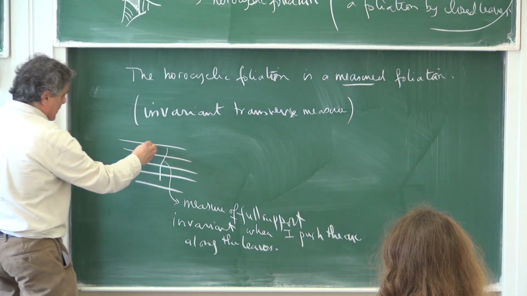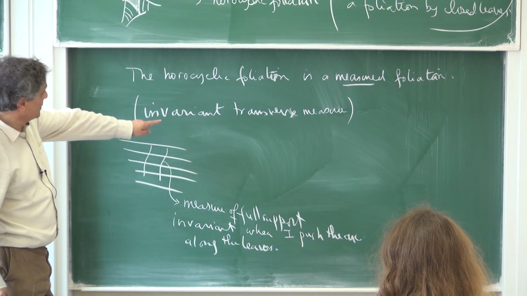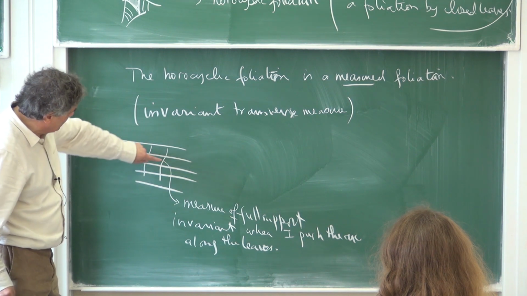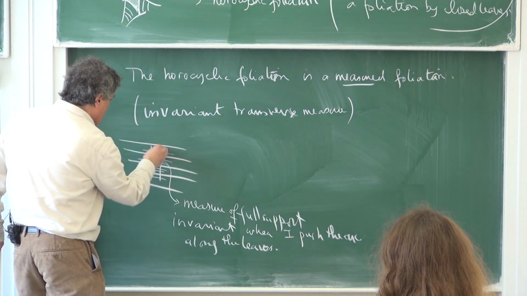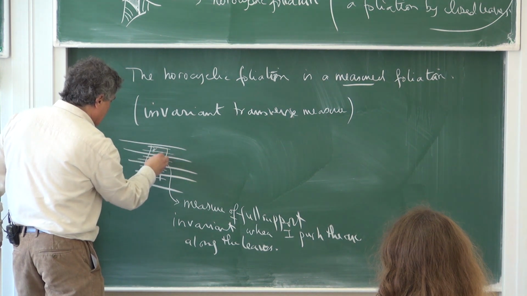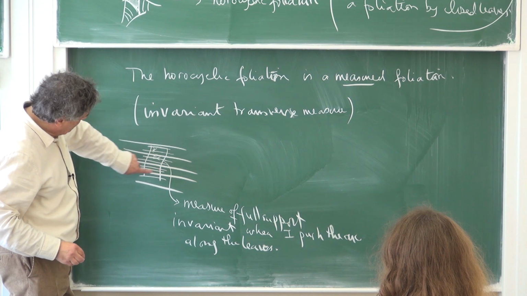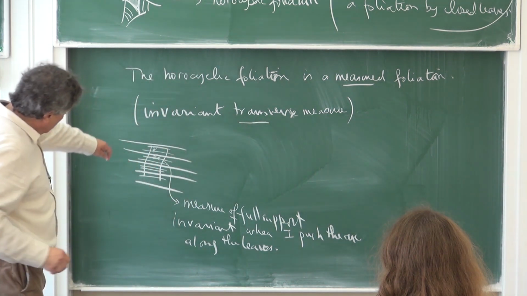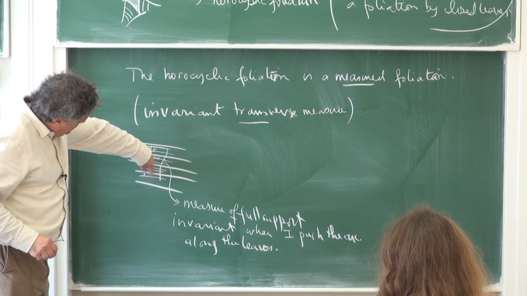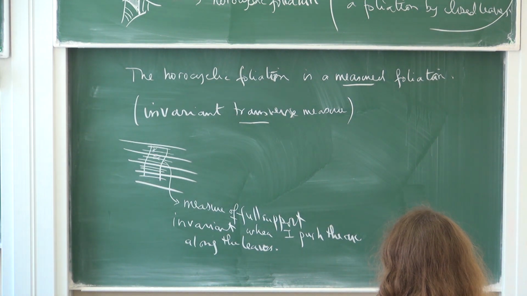And this means that if I have another transverse arc equipped with a measure of full support, etc., because it's part of the definition, and if the two arcs are obtained just by pushing the first arc onto the other by sending each point to a point such that it stays on the same leaf, then these maps are measure preserving. So an invariant transverse measure of a foliation is a measure on transverse arcs which is invariant by this family of maps, which are called the holonomy maps, or local holonomy maps.